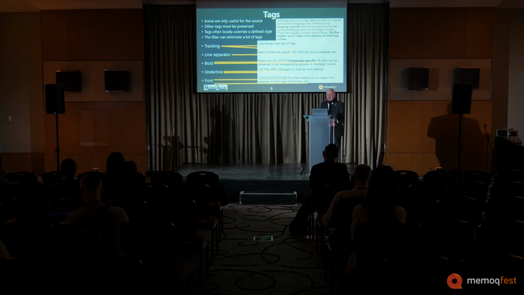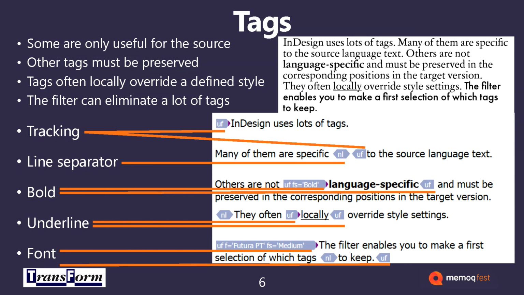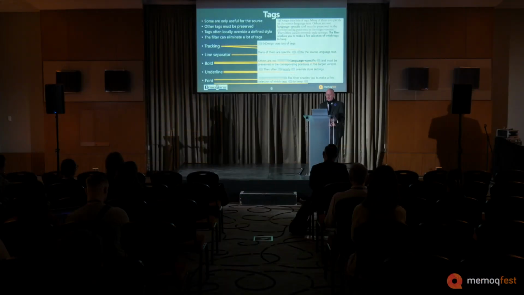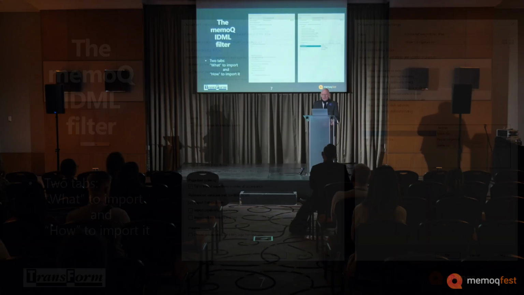InDesign uses lots of tags. Many of these tags are specific to the source language text, so you don't want to import them. Others are not language specific, and you have to preserve them in the target version. A lot of tags control the typography, and they often locally override the style settings. The filter allows you to select which tags you want to keep. And if you regularly get InDesign jobs, you'll soon settle on specific filter configurations for regular jobs for people you know.